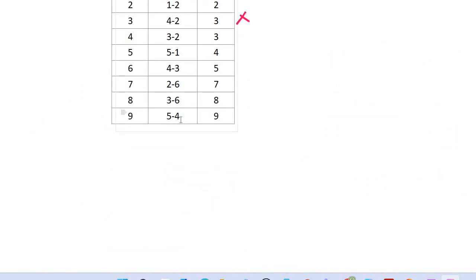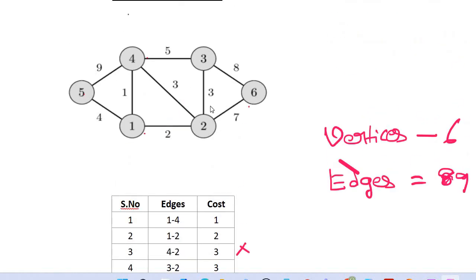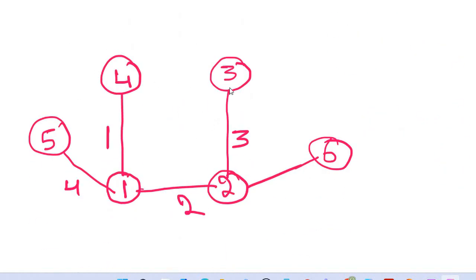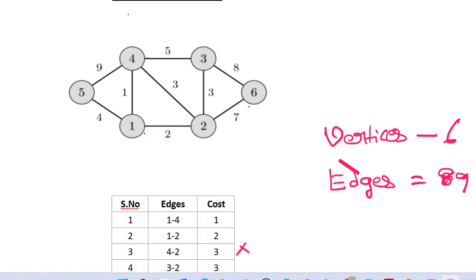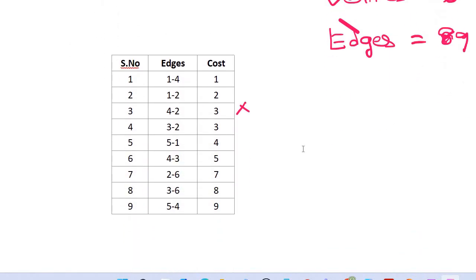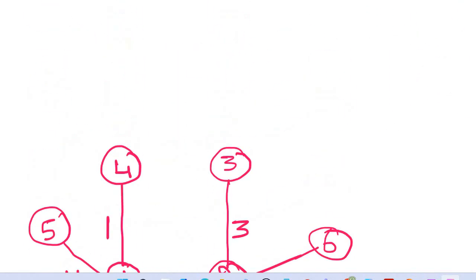And go to the next one, last one, 5 to 4. What is the weight associated with it? 9. So, 5 to 4. If I draw 5 to 4, it will form a cycle. Am I right? So, it is violating the property of minimum spanning tree. So, I am not considering it. Now, I have covered all the edges. So, this is the final minimum spanning tree.